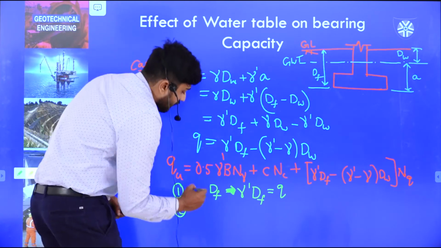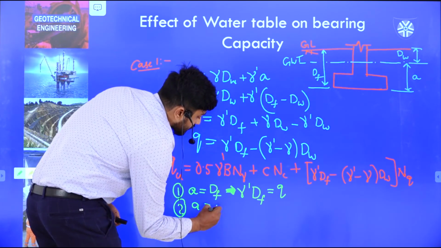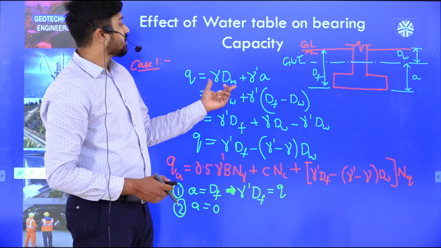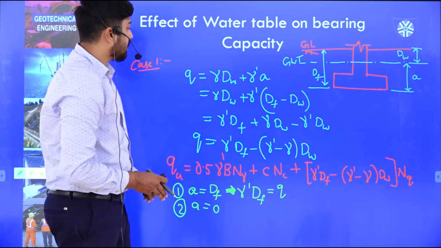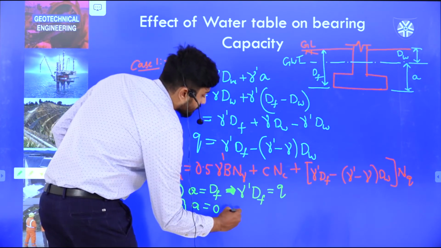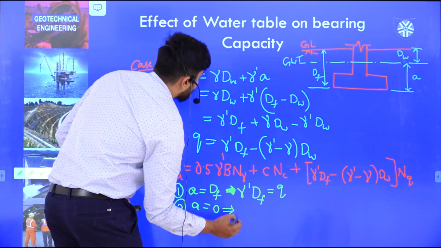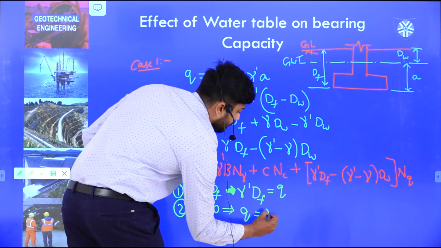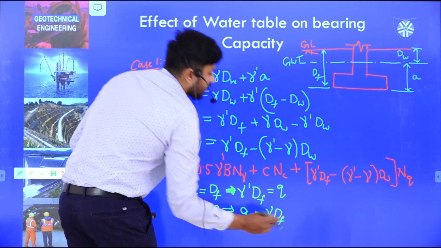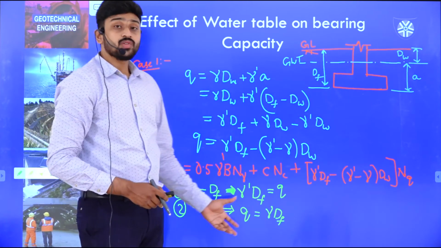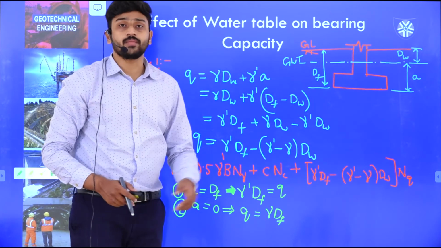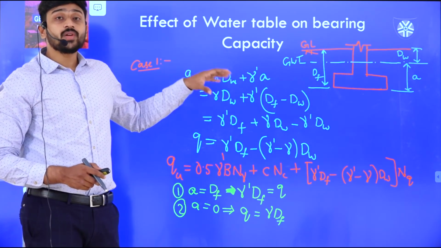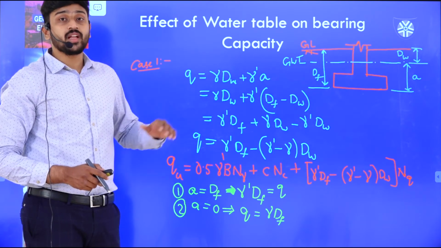Now if you say the other case, a is equal to 0. When a is equal to 0, obviously when a is 0, Dw will be equal to Df. So in this term our q value will be equal to gamma into Df. Clear? It will be gamma into Df. So that is how this expression will vary. Clear? So this is regarding the groundwater table above the base of the footing at a depth a.